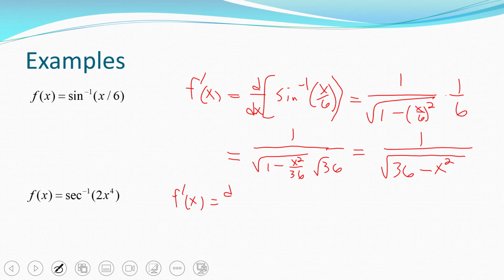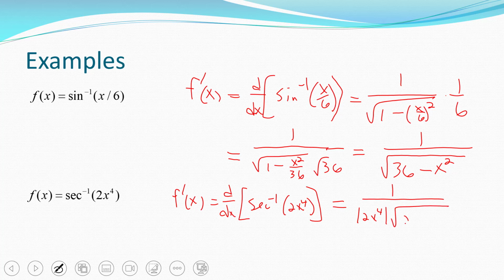So then I have to differentiate in terms of x the inverse secant of 2x to the fourth. All right, well, by the rule, that's 1 over the absolute value of 2x to the fourth times the square root of 2x to the fourth squared minus 1, further multiplied by the derivative of 2x to the fourth in terms of x, which is 8x cubed.